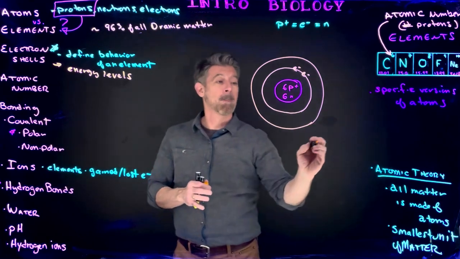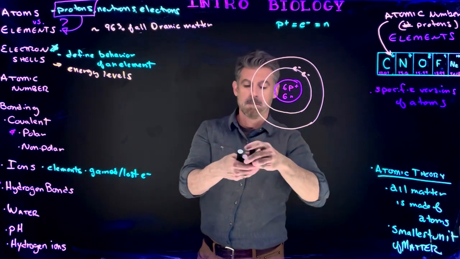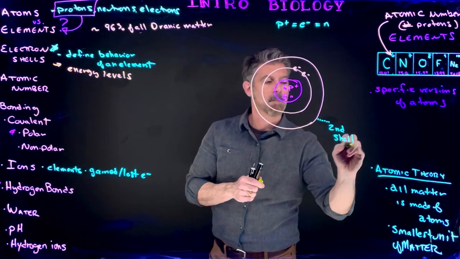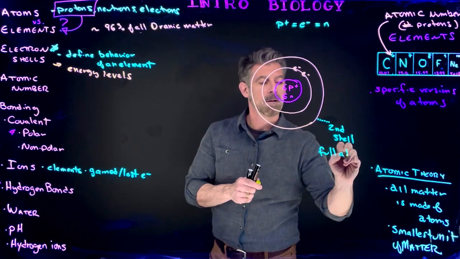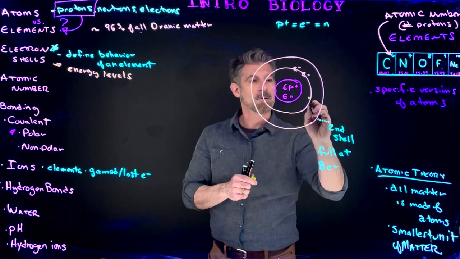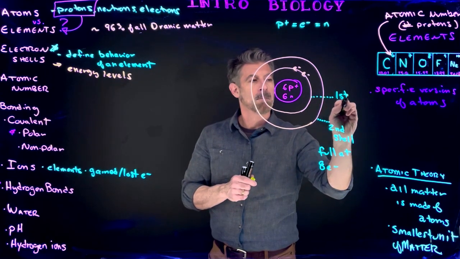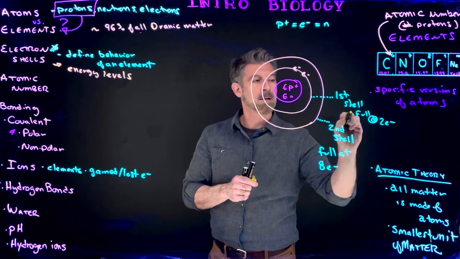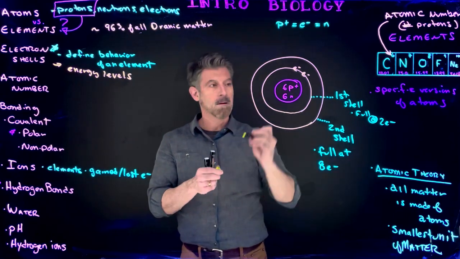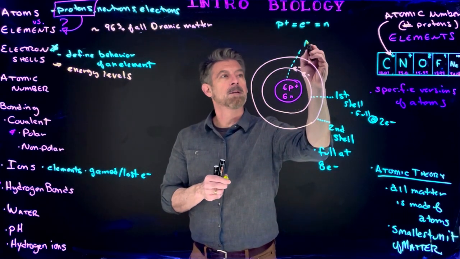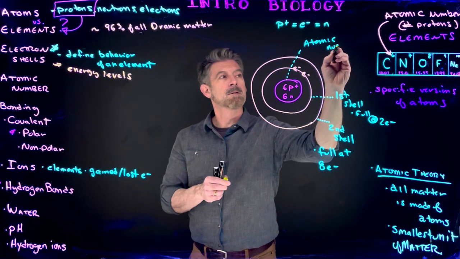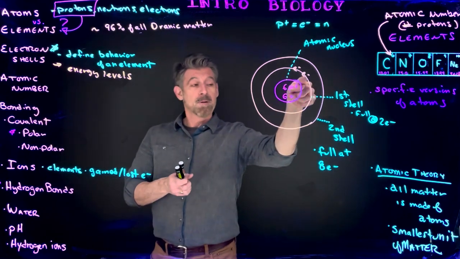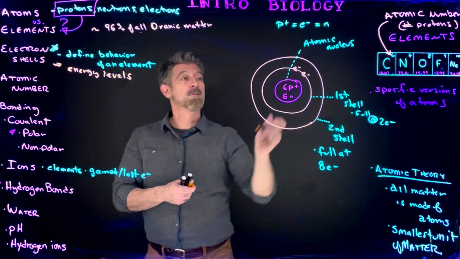Now the second shell is full at 8 electrons. First shell, full at 2 electrons. All right, and then this here is our atomic nucleus. So with 6 electrons, that means 2 in the first. That means we have 4 left over. So those 4 are going to go in this next shell.